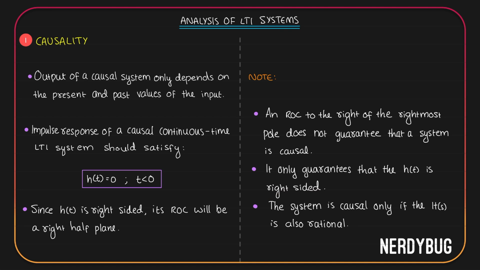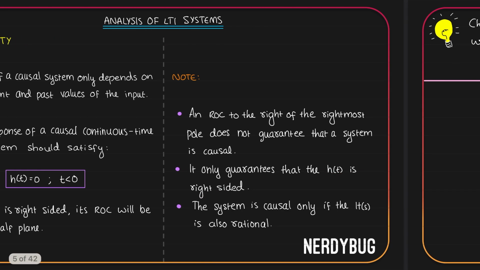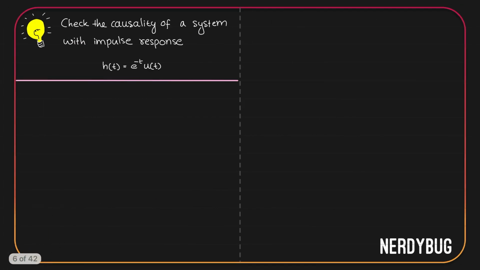The system is causal only if the H of s is also rational. So there are two conditions for a system to be causal. First, its transfer function H of s should be rational. That is, it should be a ratio of two polynomials in s. And the impulse response h of t should be right-sided. Let us solve some questions to understand this better.